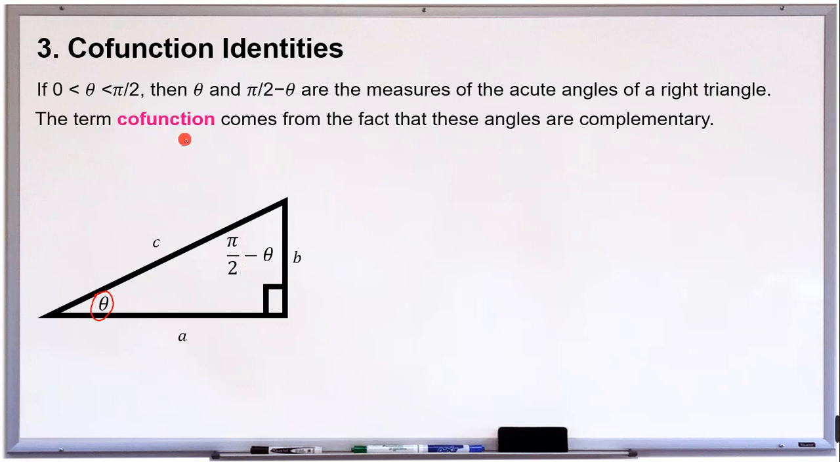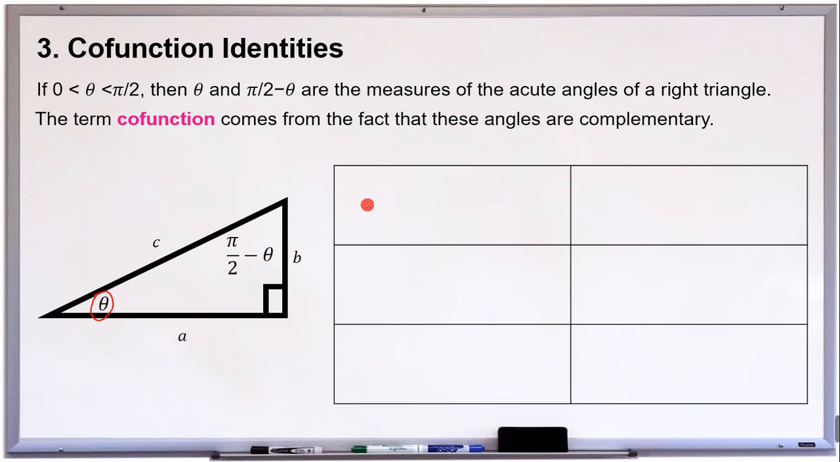Now, the term cofunction comes from the fact that these angles are complementary. So the complementary angle for theta is equal to 90 minus theta, or that's pi over 2 minus theta. Now, let's generate the cofunction identities, starting with the sine.